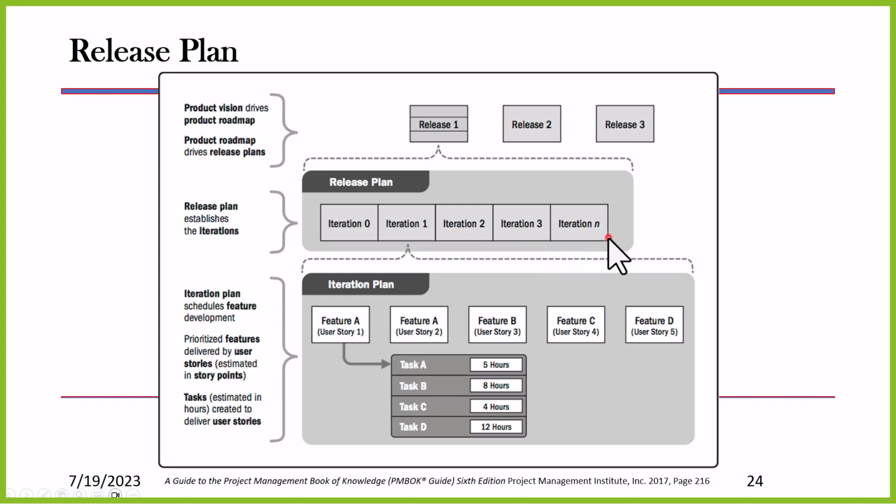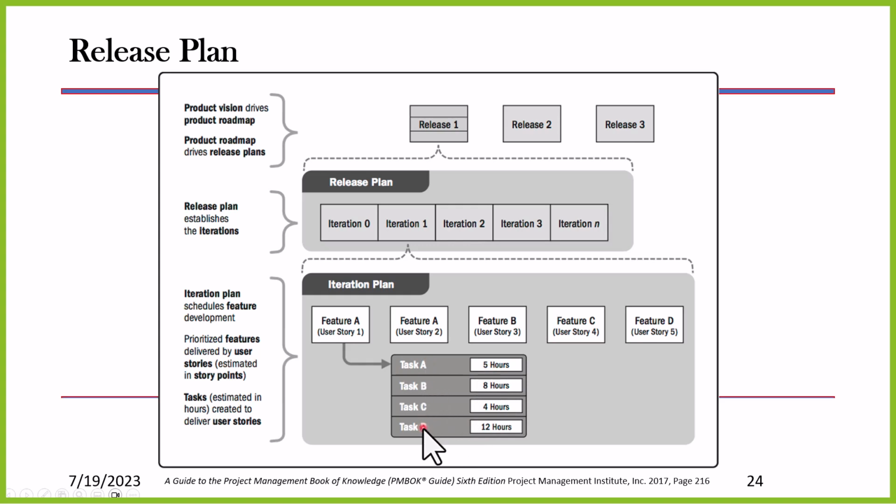You may also see what we call an iteration H. Iteration H is a hardening iteration. That is where we would do the testing and validations and things such as that. So each iteration is broken down into features. You can see we have several features associated with iteration 1. Each feature is based on a user story, and then we define that user story down to the individual tasks that will be completed. We have assigned hours to each individual task.